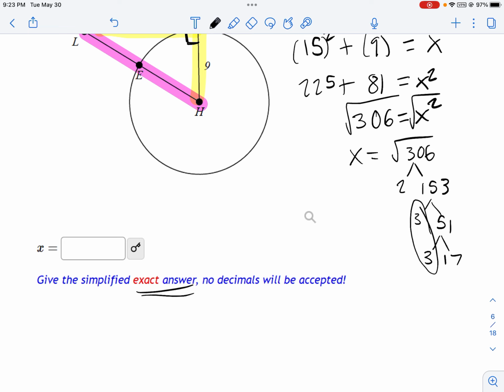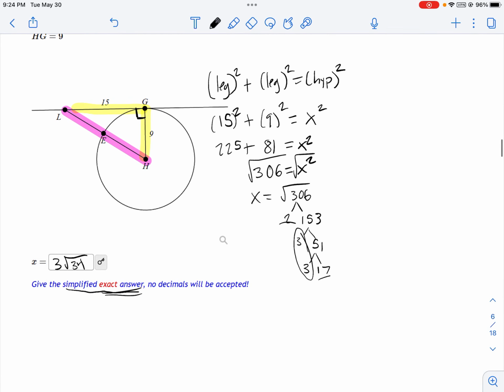You'll notice you have 2 of the same thing. You got 2 3s, so a 3 can come out. And then you have a 2 and 17 left behind, which is 34 when we multiply those. So 3 square root of 34 is a simplified exact answer. And there you have it. That is your final answer for this problem.